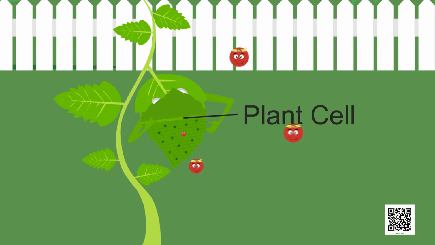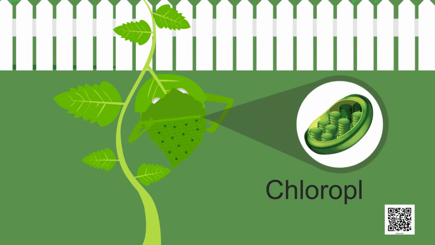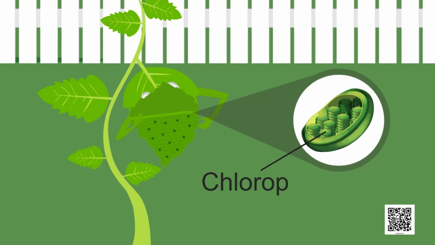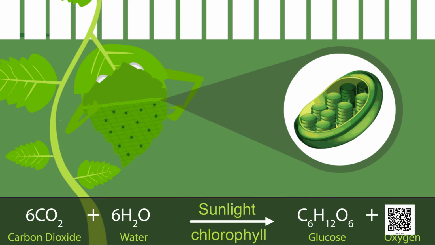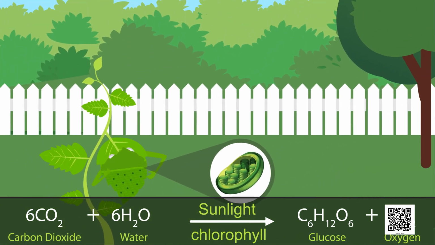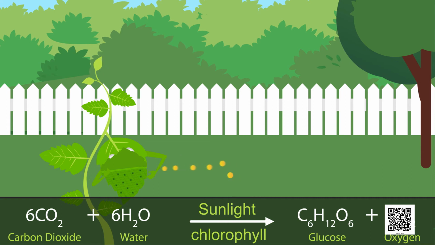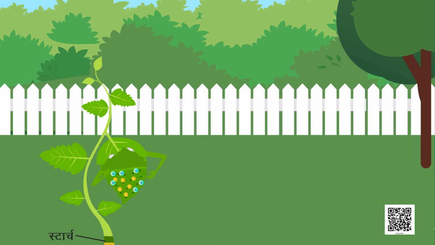Plant cells contain small structures called chloroplasts which contain chlorophyll. Plants in the presence of sunlight and chlorophyll use water and carbon dioxide to prepare their food and release oxygen, which is removed with the help of stomata. Glucose, which is produced as a result of photosynthesis, provides nutrition to the plant and helps in its growth. The unused glucose is stored in the form of starch, which can be utilized later.